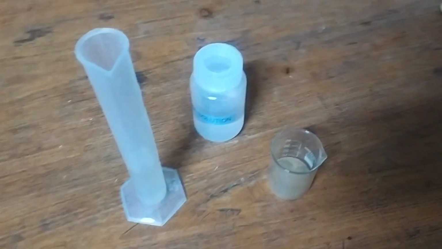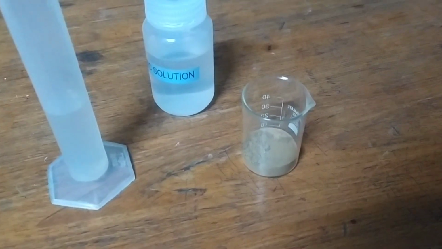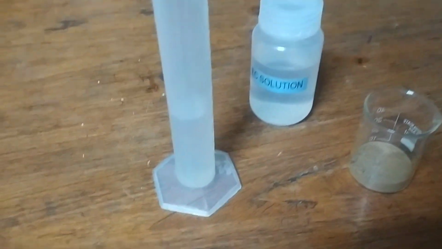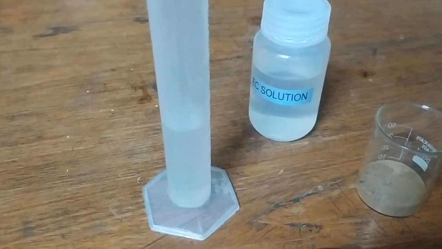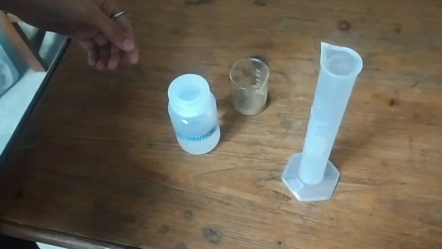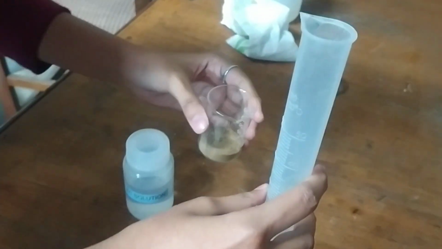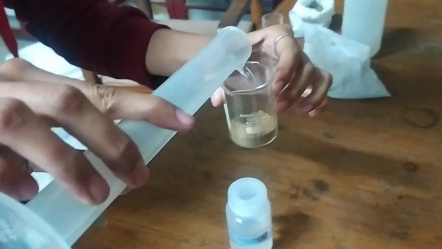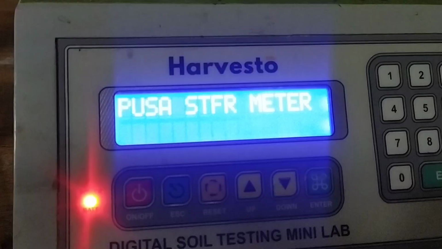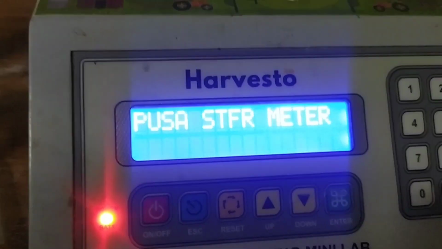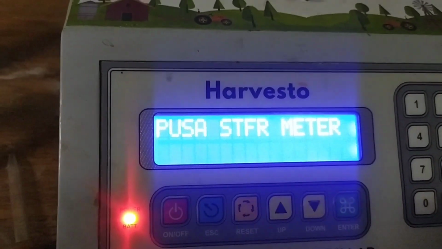To find the EC of the soil sample, firstly we need the soil sample of 12 gram in the beaker and 24 ml of water, that is distilled water, and the standard EC solution. Now let us make the soil sample solution by adding 24 ml of water to 12 gram of soil. To find the EC of this soil sample, firstly we have to standardize it.